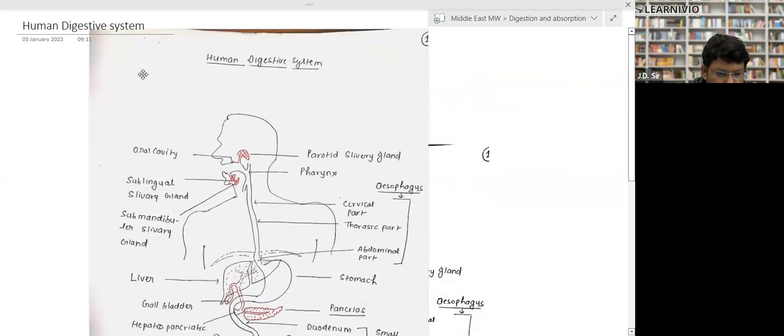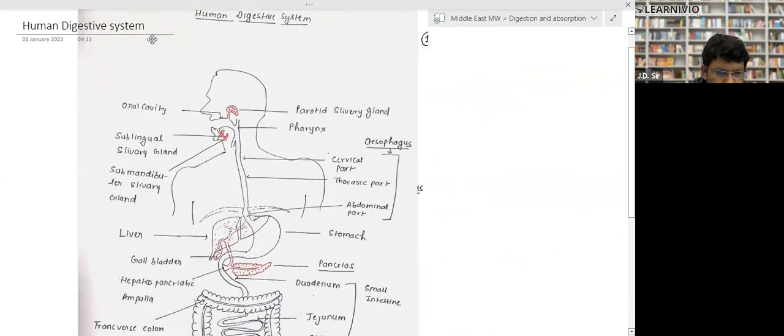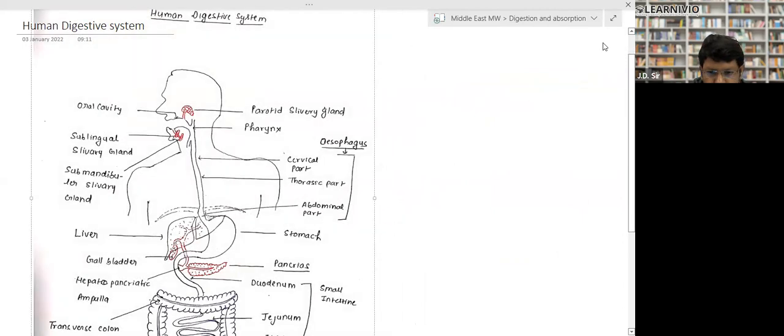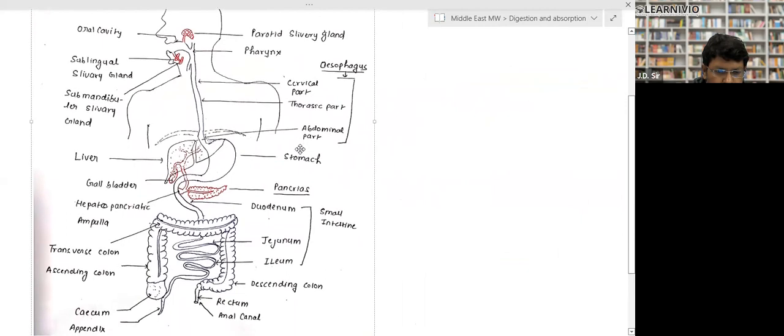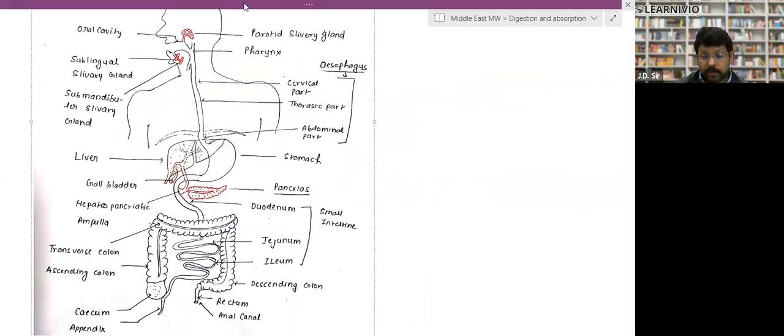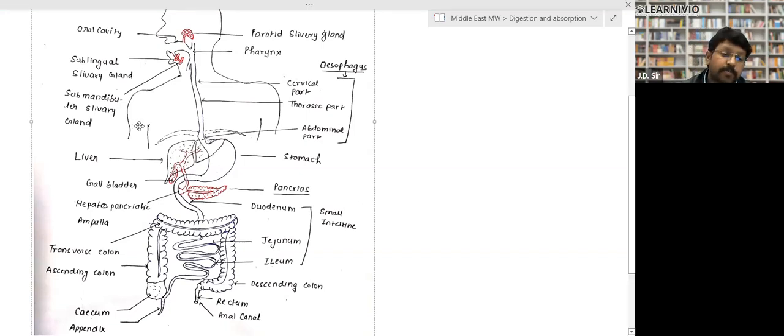Look, this is the diagram of the human digestive system. So I'll scroll down, I'll make it more clear. Yes, now this is complete. Look, I'm starting from the mouth. If you talk about the human, the digestion process starts from the mouth only. So if someone asks you from where the human digestive system starts its digestion process, the digestive process starts from the mouth only.